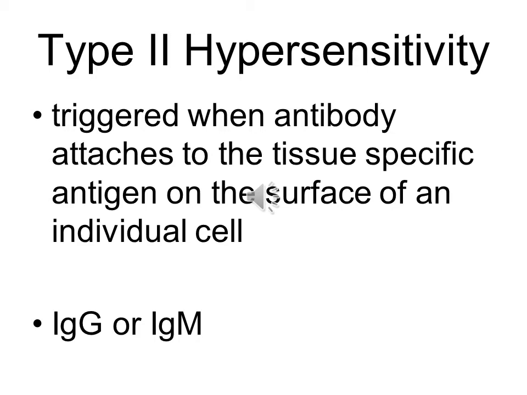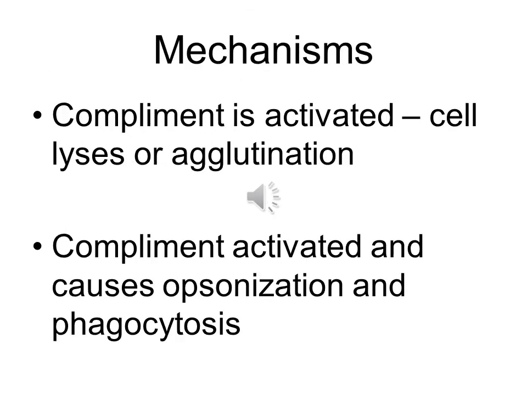There are several kinds of mechanisms that will be discussed on the next slides. One mechanism of type 2 hypersensitivity is the activation of complement. The complement damages the membrane and the cell lyses or dies, or agglutination occurs. This is what happens to red blood cells with a mismatched transfusion. A second mechanism is when complement causes opsonization, and then phagocytosis can occur.